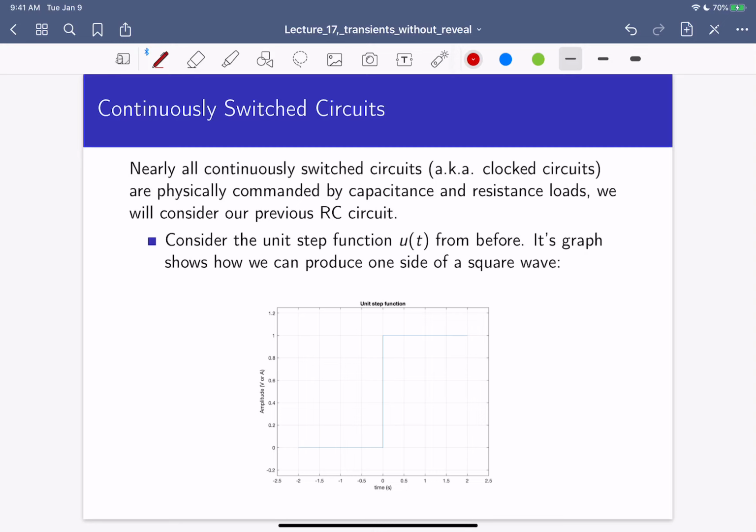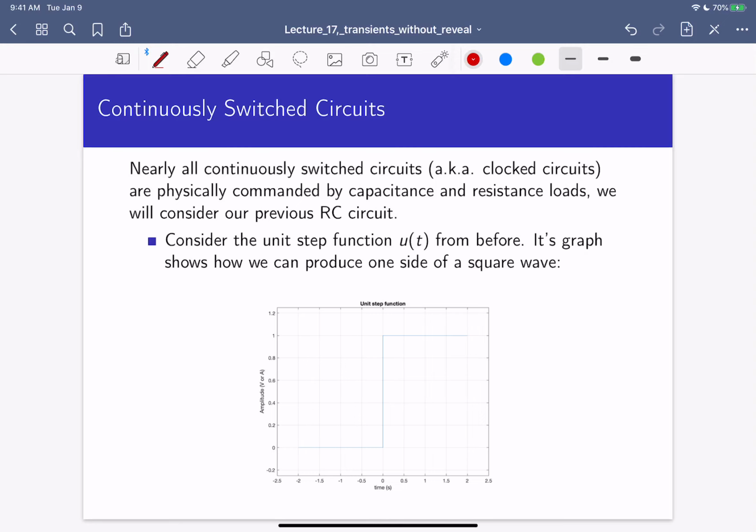Now let's consider continuously switched circuits. So let's first look at how to create a square wave. Nearly all continuously switched circuits, also called clock circuits, are going to be commanded by capacitance and resistance loads. Even in digital circuits, the capacitance and resistance are still going to affect those switched circuits.